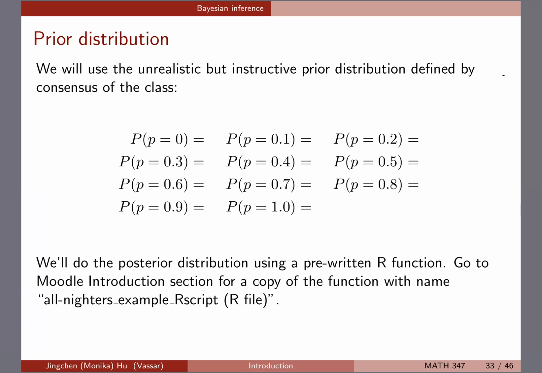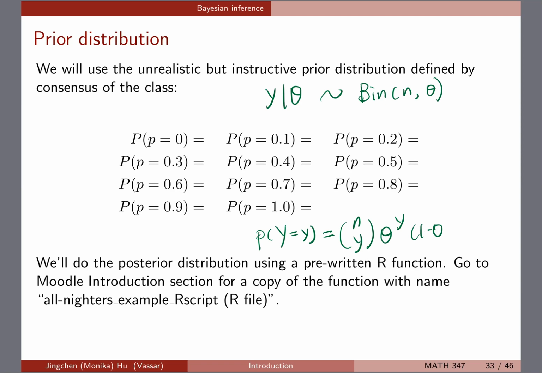And I mentioned briefly that the data model, y given theta, is a binomial, right? Let me use a different notation. The probability of y taking a particular value will be n choose y, theta raised to the power of y, and then 1 minus theta raised to n minus y, right? So this is the way that we compute the likelihood, or I should say the probability of the data under theta, okay?